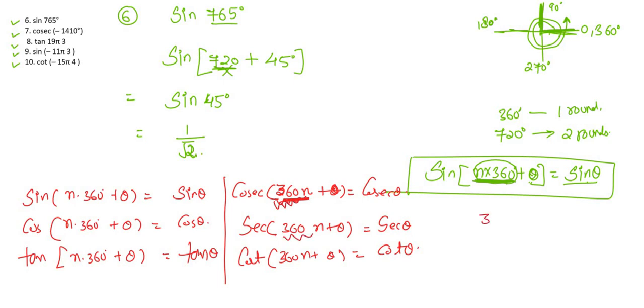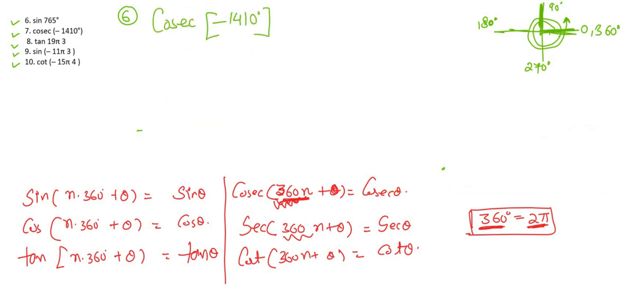Okay, and also remember that 360 is nothing but 2 pi in maths. In class 11, 360 degree is also represented by 2 pi. Okay, let's do the next question.